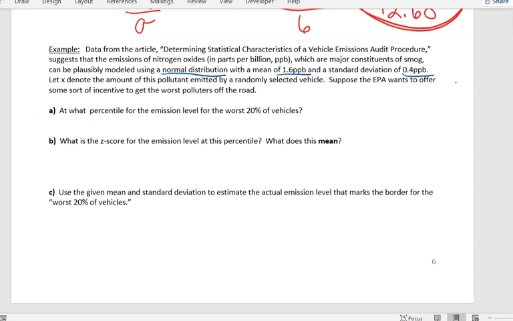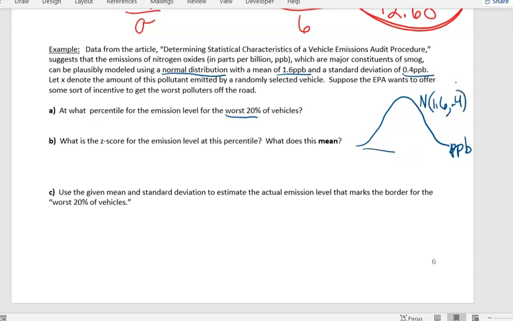the amount of pollutant emitted by a randomly selected vehicle. Suppose that the EPA wants to offer some sort of incentive to get the worst polluters off the road. At what percentile for emission level are the worst 20% of vehicles? I'm just going to sketch this again. If this is parts per billion, not Z, I know that I have a mean. It's approximately normally distributed. Mean is 1.6, and standard deviation is 0.4.